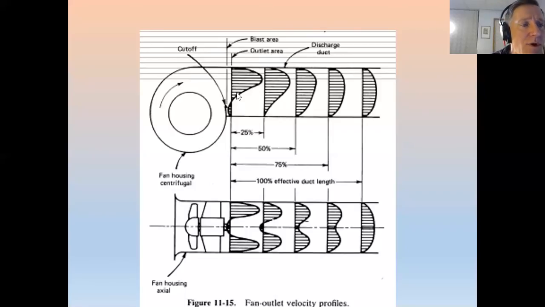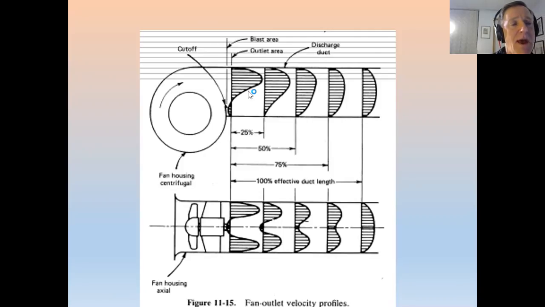And what you're looking at here are streamlines. And it's kind of interesting. If you look at the top, you get higher velocities at the discharge of the centrifugal fan. So you see the higher arrows here on the top.